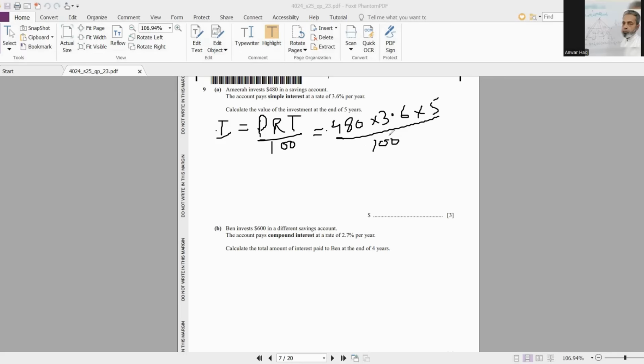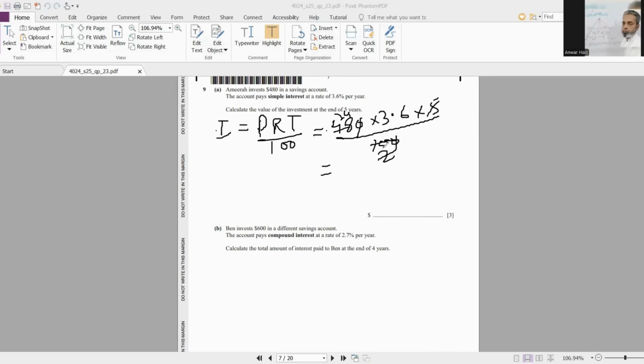So by simplification, 0 is cancelled with 0. Let's do the cancellation first, then calculate. 0 with 0, 5 ones are 5, 5 twos are 10, 2 twos are 4, 2 fours are 8. So 24 multiplied by 3.6.